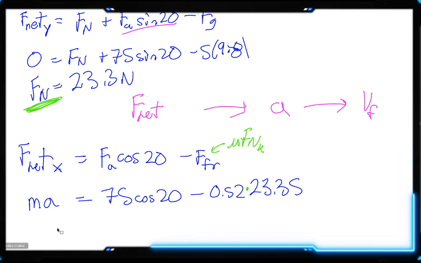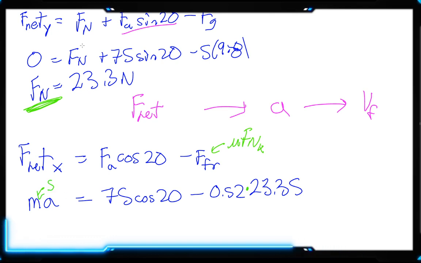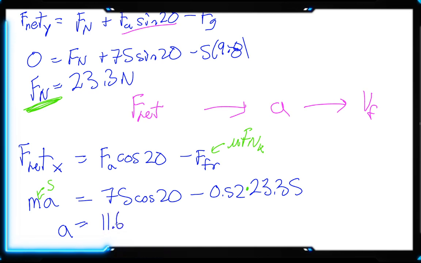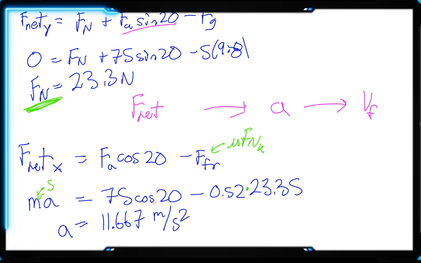Okay, so I put the mass that I had in there. The mass was 5. And I find the acceleration. a equals 11.667 meters per second squared. Now, if I was asking for acceleration, I would round that.